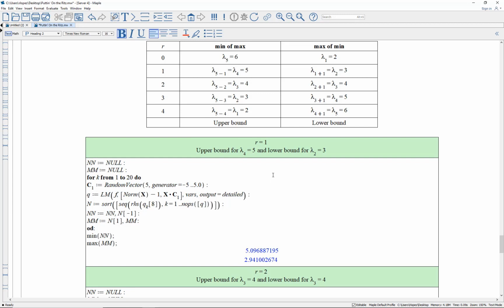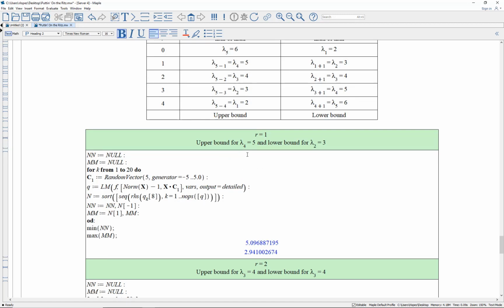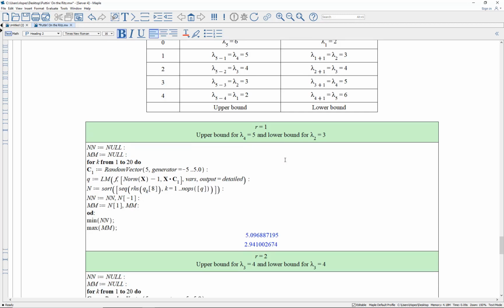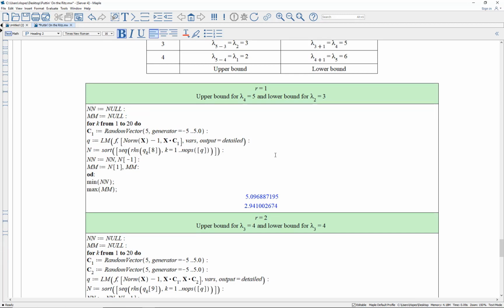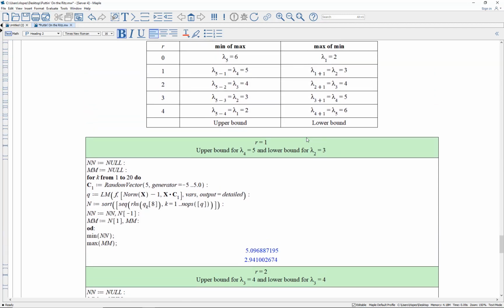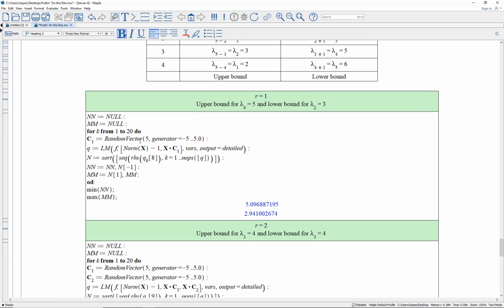So let's start with r equals 1. We have a one-dimensional subspace, and we search in the perp. What we're going to find is an upper bound for this eigenvalue, and a lower bound for this eigenvalue. So what is the computation here? We need to have some vectors little c_k, so we need one to start with. I just used a random vector. I'm searching over vectors of length 1, and I'm looking in the perp, the orthogonal complement of this vector little c1, which I call uppercase C1 to be consistent.